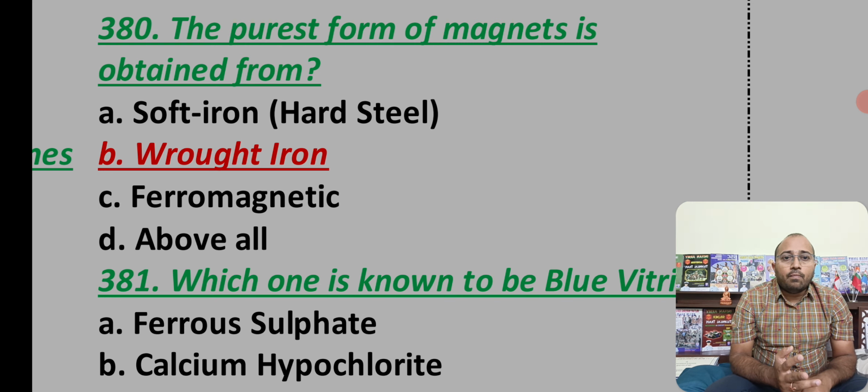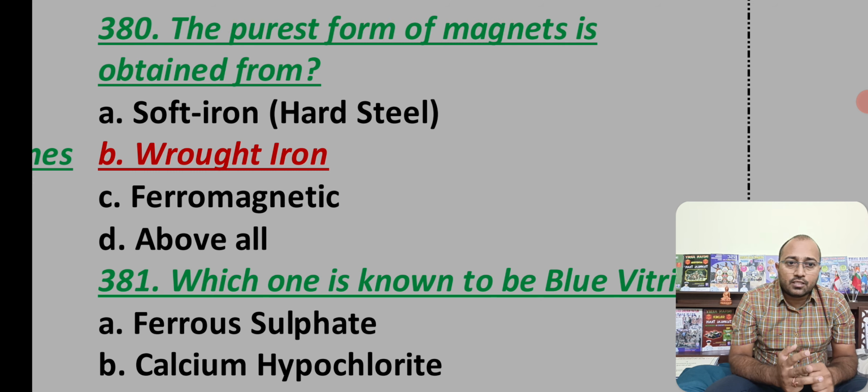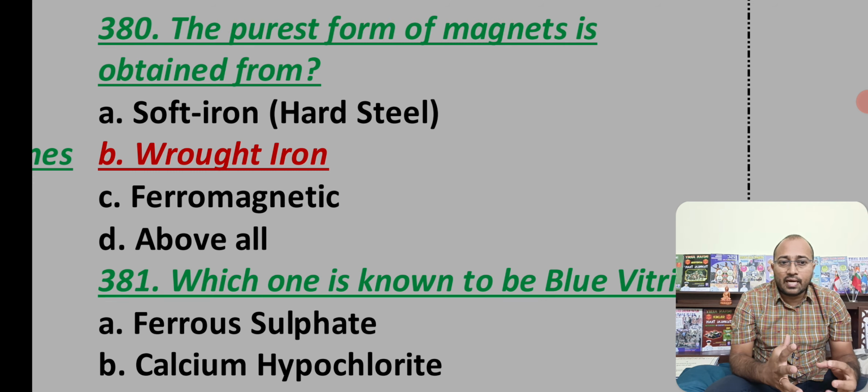The purest form of magnets we obtain from wrought iron. We have hard steel, and soft iron too, guys. All the rest are ferromagnetic substances, they attract magnets very fast, like iron.